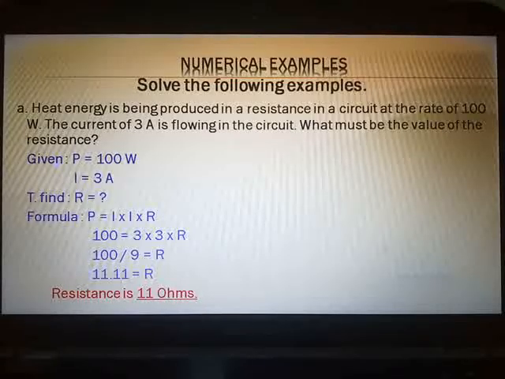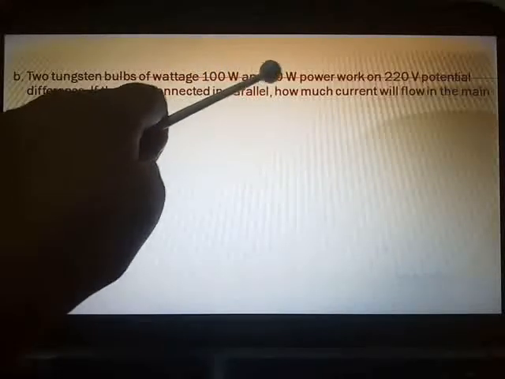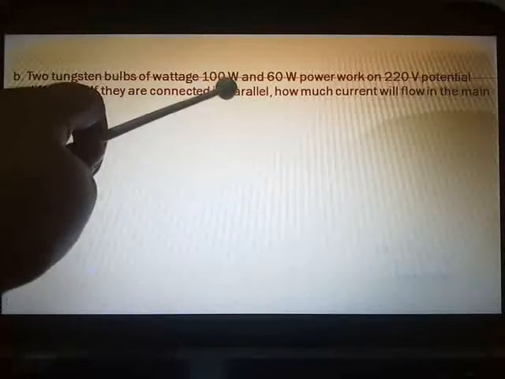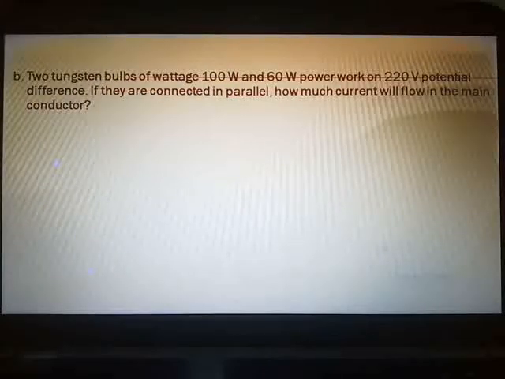Next, numerical example number 2. Two tungsten bulbs of power 100 watt and 60 watt work on a 220 volt potential difference. The two bulbs are given. If they are connected in parallel, in 9th standard you have studied about series combination and parallel combination, how much current will flow in the main conductor? You have studied the characteristics of parallel combination last year. Here, how will you get the value of current?